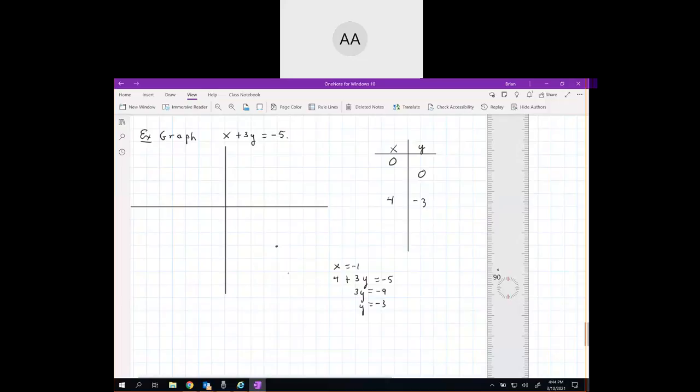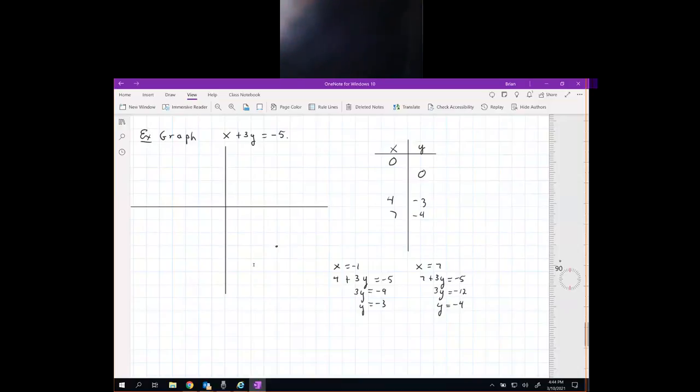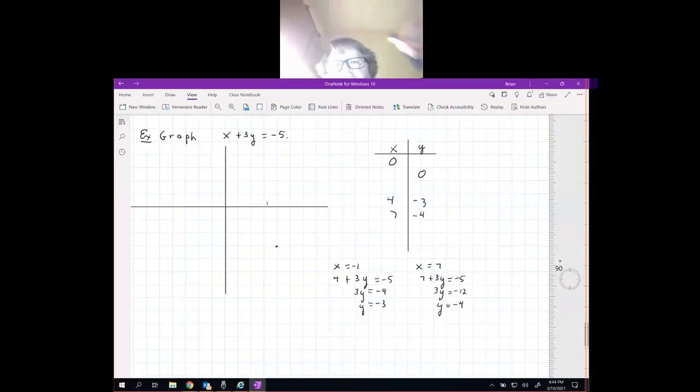I used 7. For which one, X or Y? X. Okay, so when X is 7, let's see what we have here. I get 7 plus 3Y equals -5. Yeah, this is going to work too. So 3Y equals -12. So 7, -4. So let me go 1, 2, 3, 4, 5, 6, 7, then down 1, 2, 3, 4. Okay. That'll work. I can graph that and get a line.